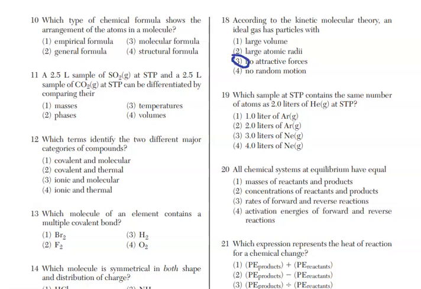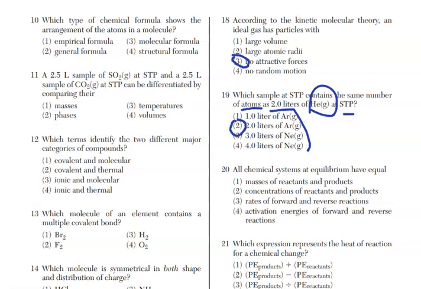For 19, which sample at STP contains the same number of atoms as 2 liters of helium at STP? If your temperature, your pressure, and your volume are the same, no matter what the gas is, it's going to have, in this case, the same number of atoms. You just have to be careful if they're talking atoms versus molecules, let's say. But we're talking about a noble gas, right? And then all of the choices are noble gases. The only thing we have to look for here is matching the volume, which is choice 2.